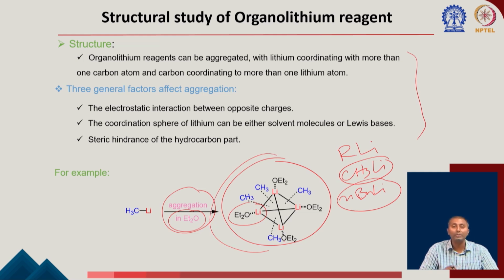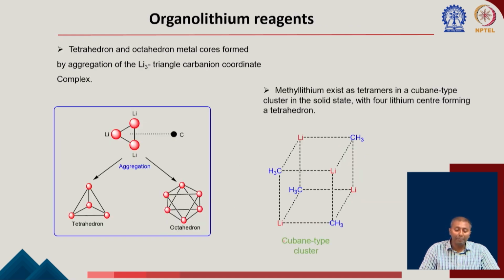Okay. So this type of aggregation depends on a couple of things: what solvent is there, and what type of organometallic species we are talking about. Is it a primary organolithium or organometallic reagent versus a secondary versus a tertiary? All these factors are important, and based on that, you are going to see tetrahedron or octahedron metal cores forming.